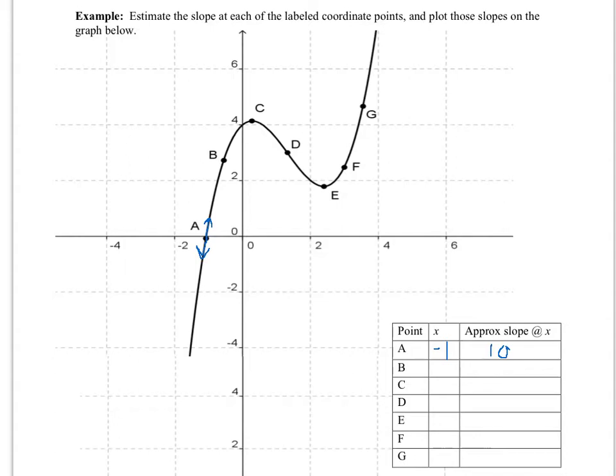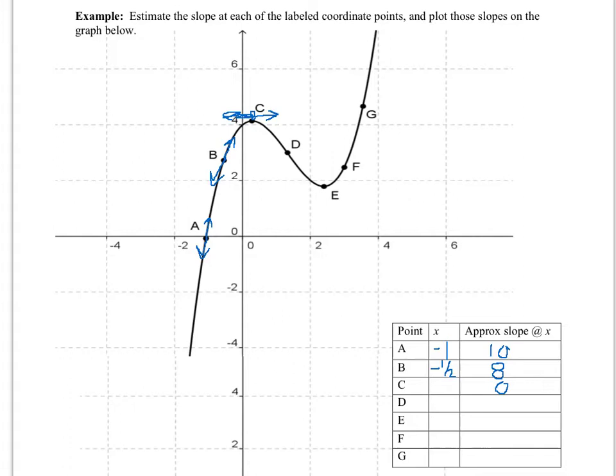At coordinate point B, I'm going to call that x value -1/2, and the approximate slope at that, if I start at B and I move a little bit to the right and a little bit to the left, it's still a positive slope. It's still very steep, not quite as steep as the previous point. Okay, so I'm going to call it an 8. At coordinate point C, if I move a little bit to the left and a little bit to the right, we'll pretend that goes through point C. Okay, that is a horizontal tangent line, so that has a slope of 0.